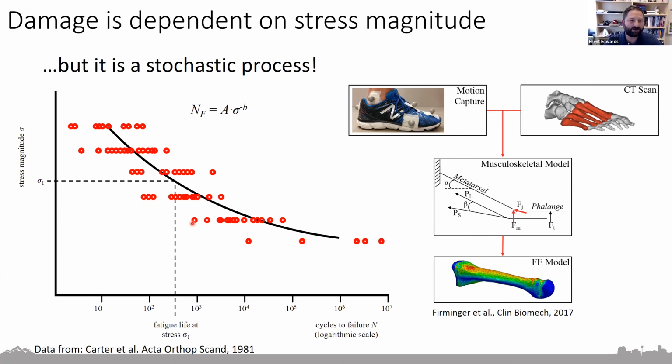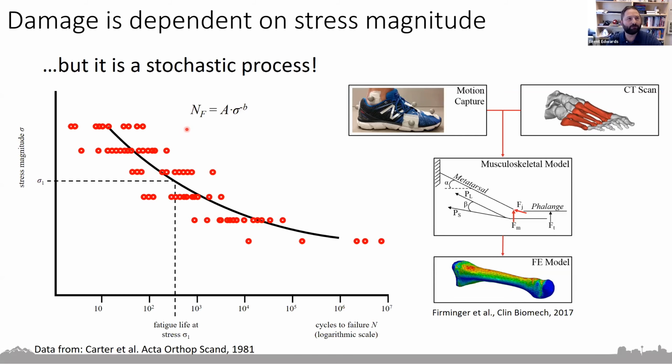And so this now becomes a statistical problem whereby for a given stress magnitude, our standard fatigue equation is going to either overestimate or underestimate the number of cycles to failure. And because we're dealing with a logarithmic curve here, these overestimations or underestimations can play an important role in the prediction of our injury.